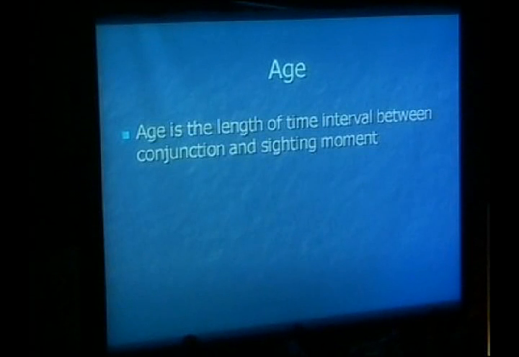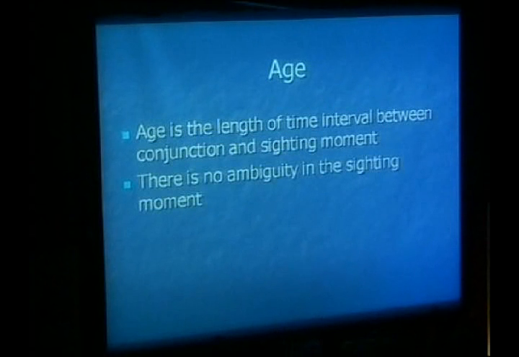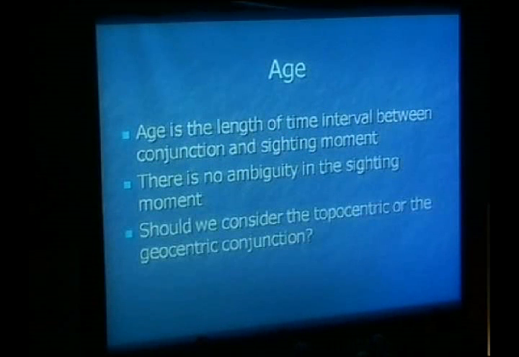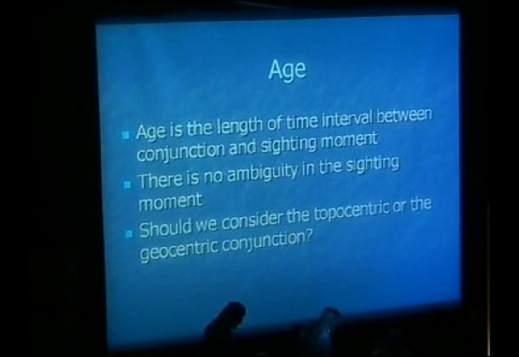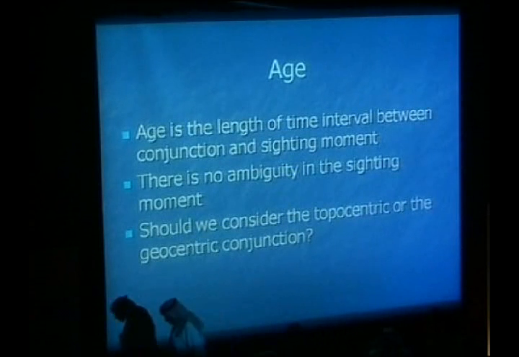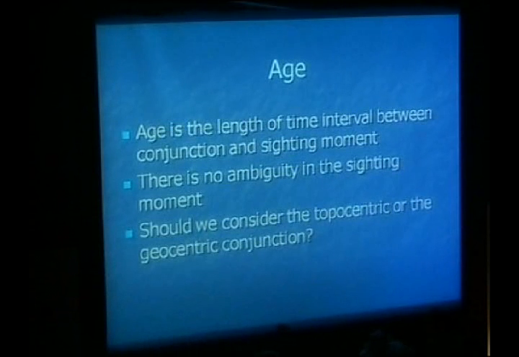What is age? Age is the length of the time interval between conjunction and the sighting moment. There is no ambiguity when we want to specify the sighting moment. We can specify that in universal time, for example, and everyone understands. But for the moment of conjunction, should we consider it topocentrically or geocentrically? That's the topic of a debate. What should we do to set a new record of age?